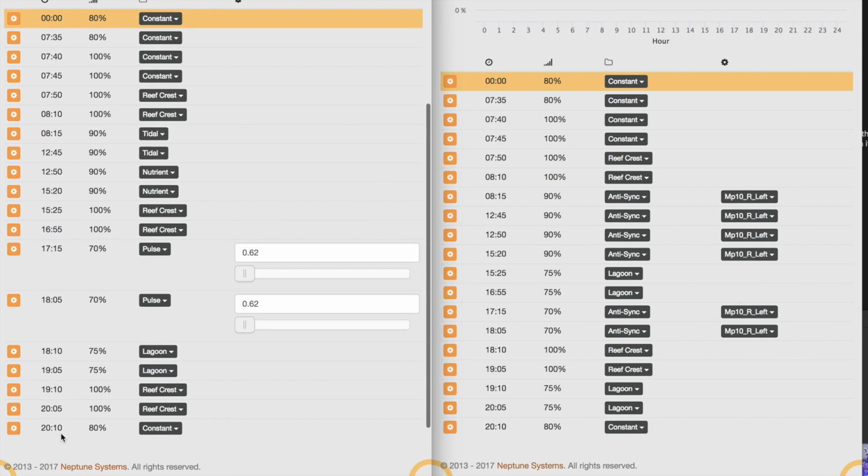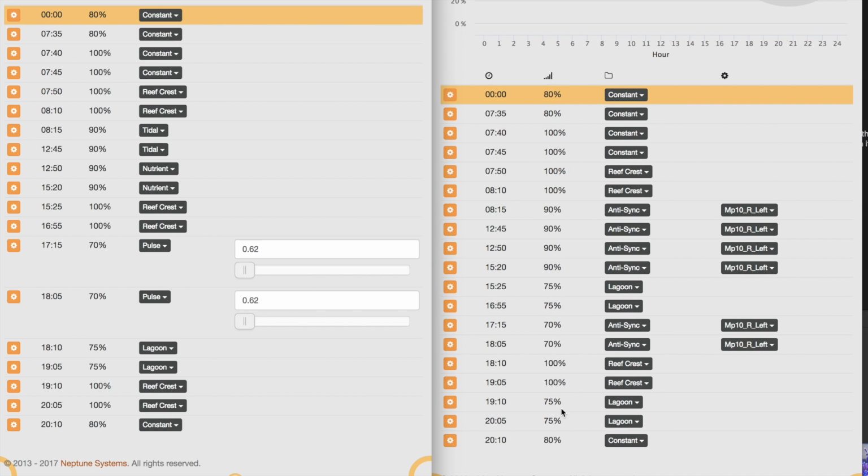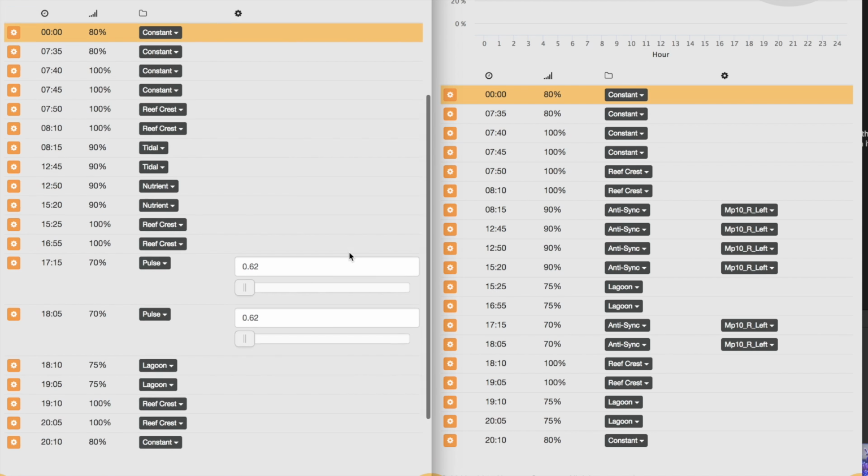And then finally, at around 8 p.m., both pumps go to 80% power, constant power, and that continues all the way till 7:30 the next day. So I've done the math on this, and I figured out, given what I know about the output of the MP10s in terms of gallons per hour of flow, and given these values, you could figure out what the average water circulation in my tank is. And it is about 50 times the tank volume of the Red Sea Reefer 250.